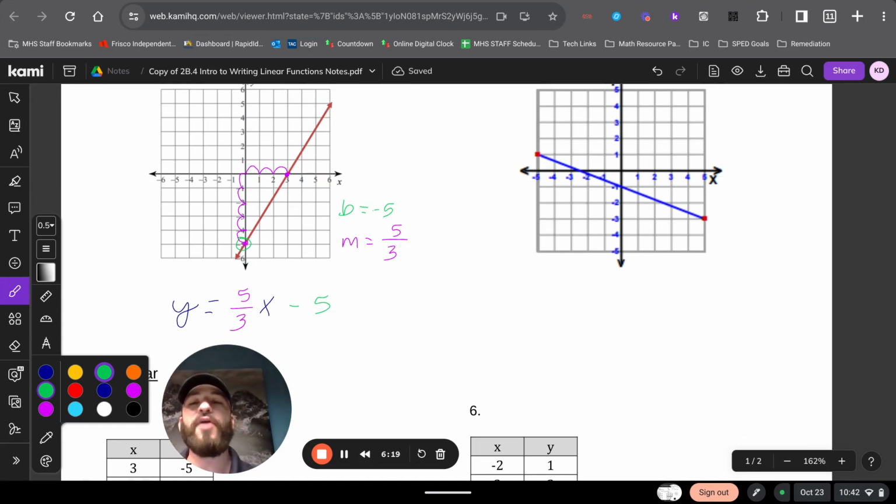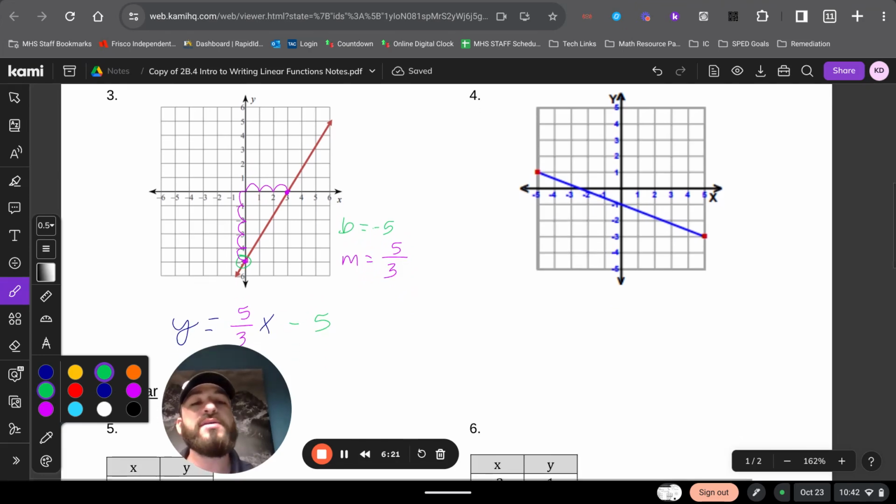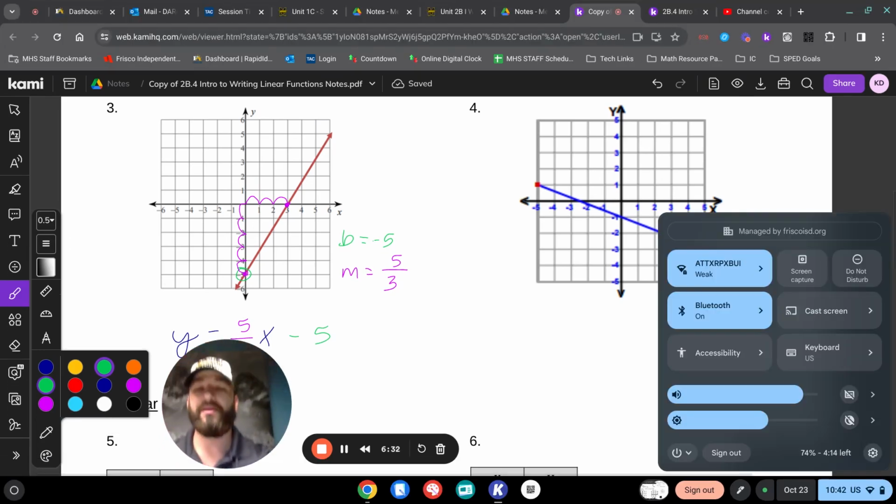Go ahead and see if you can practice this skill on number 4. So same thing on our graph on number 4. Go ahead and identify that y-intercept, identify the slope, and then use it to write an equation. So go ahead and pause the video and try to do this without me.